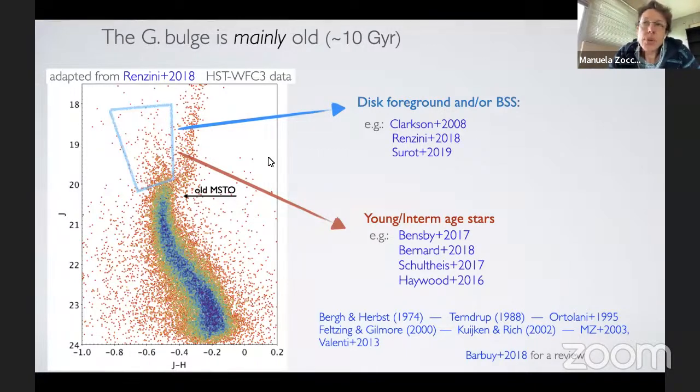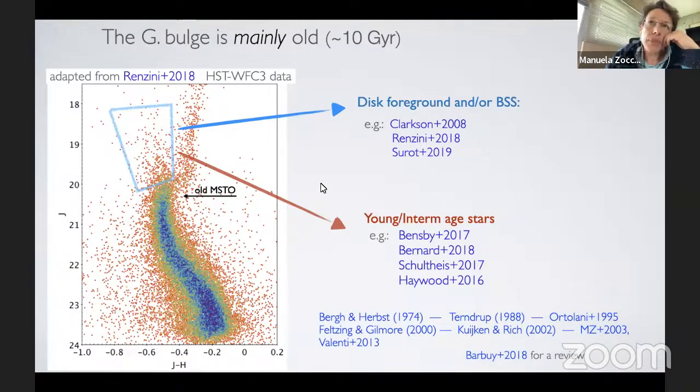So in the literature, there are two groups of papers and results. There are some people who think that these residuals are precisely residuals of a non-perfect disk foreground decontamination and blue straggler stars. So the real bulge main sequence turn-off is only one. It's there, and it's typical of an old stellar population. Instead, there are other people who, with different legitimate analyses, conclude that these stars are genuine intermediate-mass stars, as young as 1 or 2 gigayears.